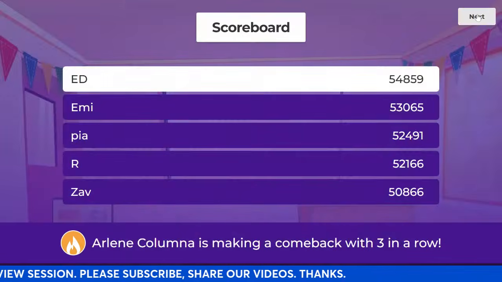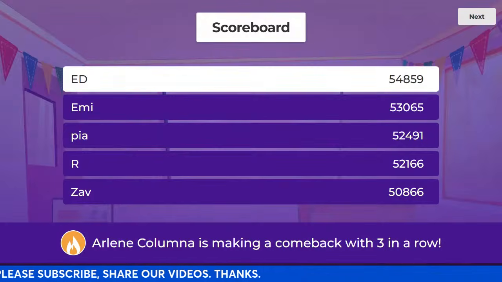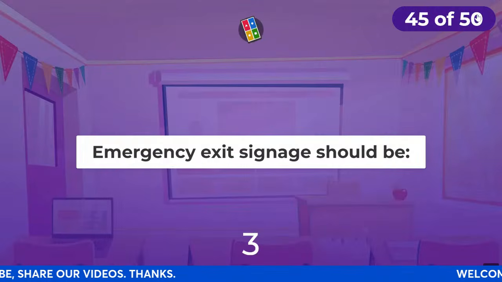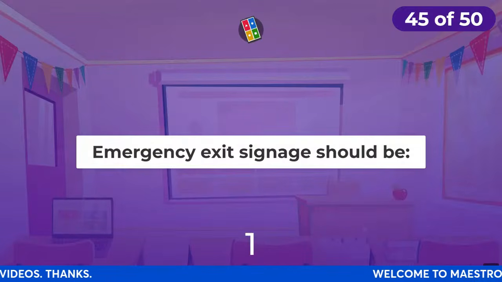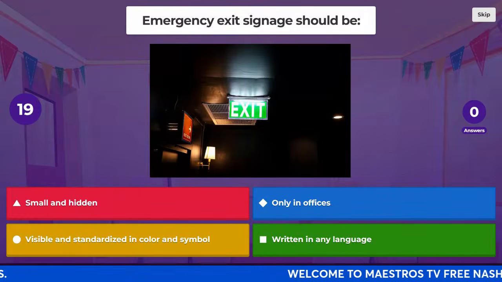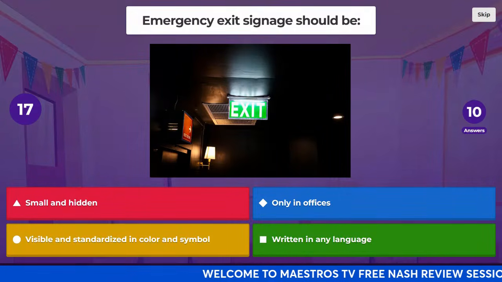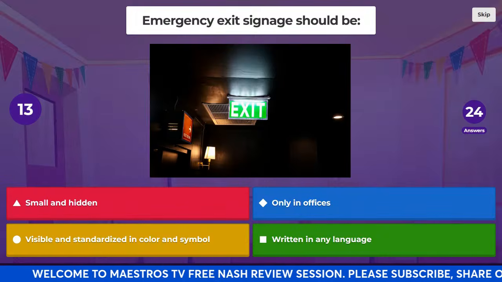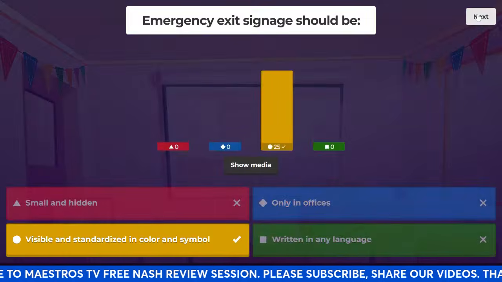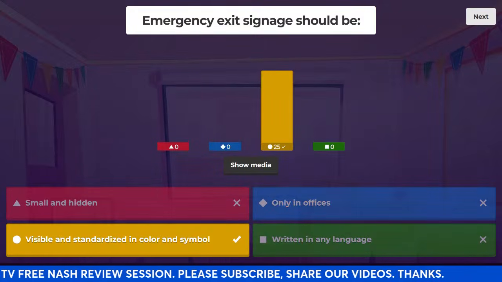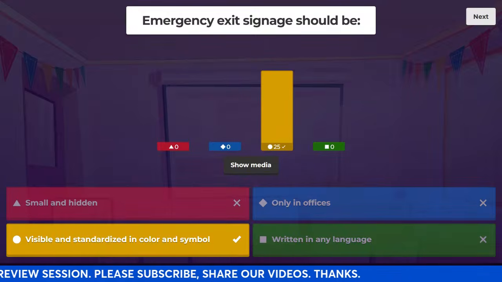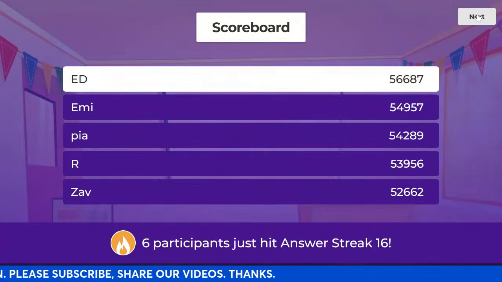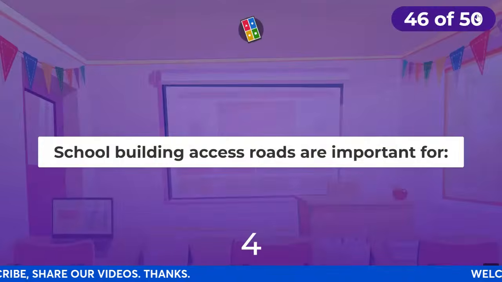Okay, next. 25 now are joining. Thank you very much. Last four questions. Emergency exit signage should be visible and standardized in color and symbol. Add MEPA, R, and ZAV.